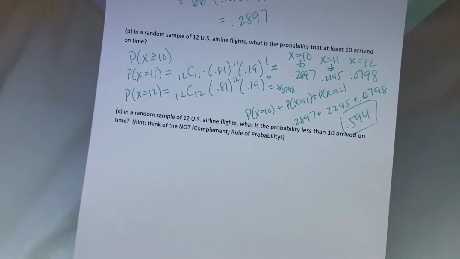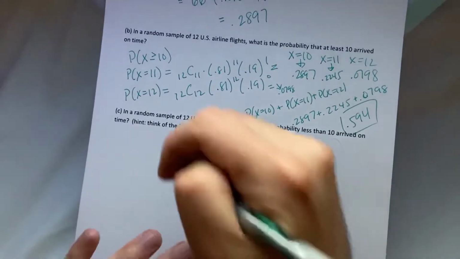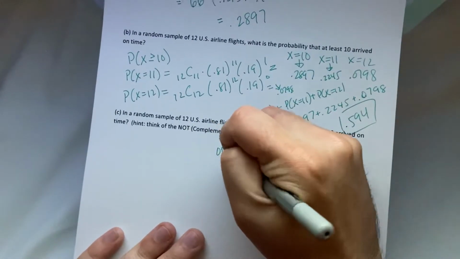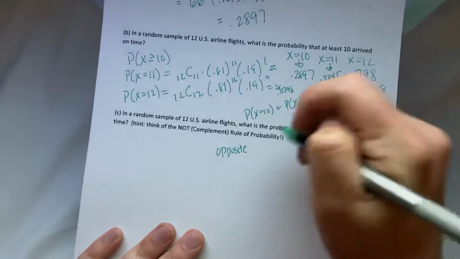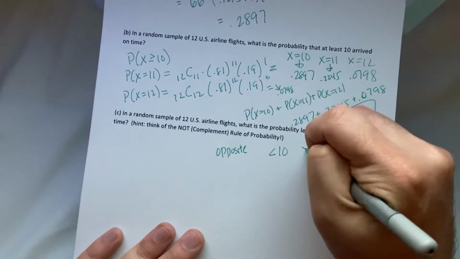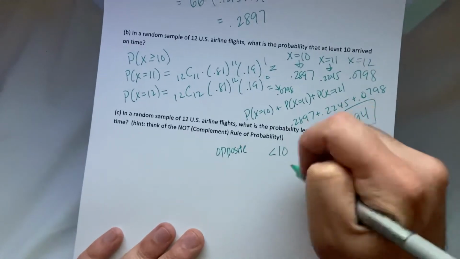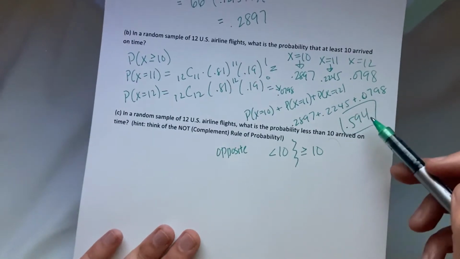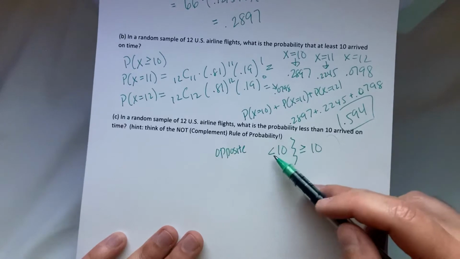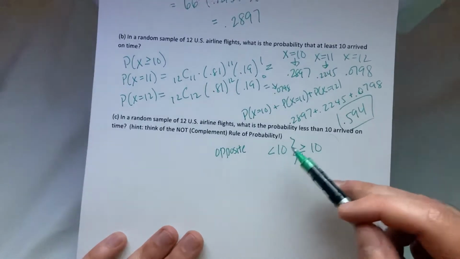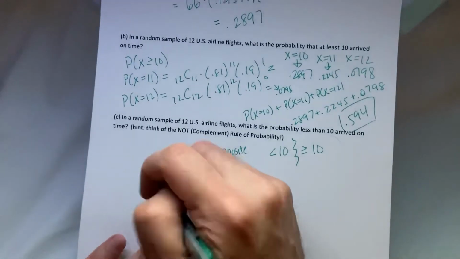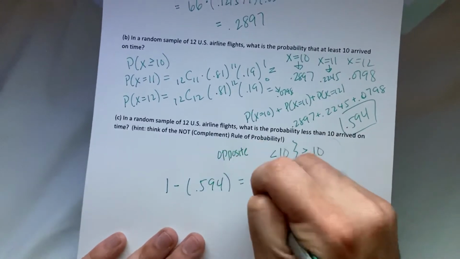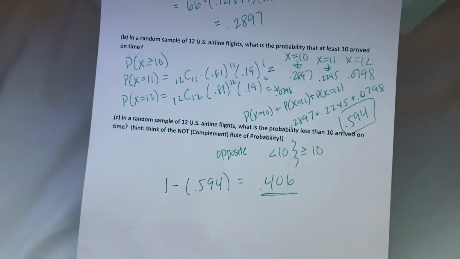Or you can remember that, let's think of opposites. Less than 10 and greater than or equal to 10 are opposites. We already found out the chances of at least 10 arriving, so the chances of less than 10 arriving is the opposite of my answer to B, which means it's 1 minus 0.594, which is 0.406.